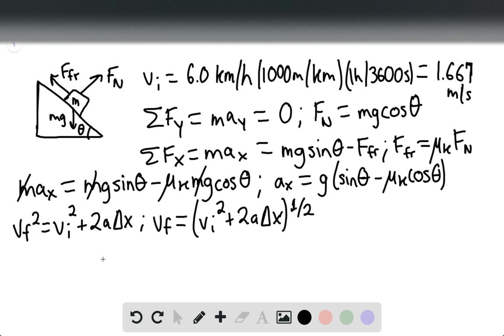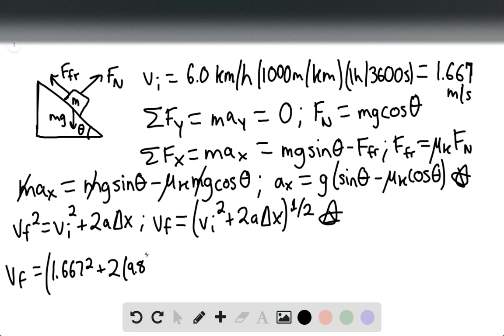And we can plug in. So v final equals the square root of 1.667 squared plus 2 times a. So a is now this right here. We plug this equation into this equation and say 2 times 9.8, and then times delta x first. So delta x is 45 meters.